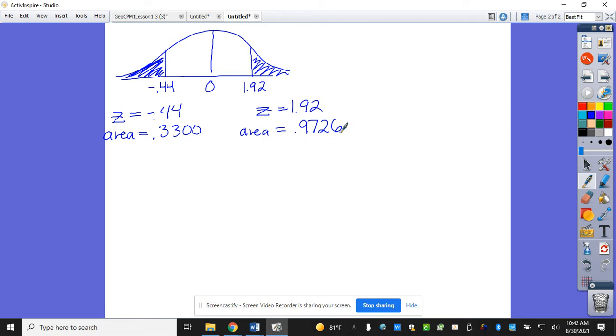Alright, so two ways I can do this. Number one would be find them separately. So what is the area of this tail? That should not be hard. What is the area of that tail? Because I want it to the left. What do I need to do with this number to get this area? So 1 minus, which gives me 0.0274. But I want the total area, so I just do what with them?